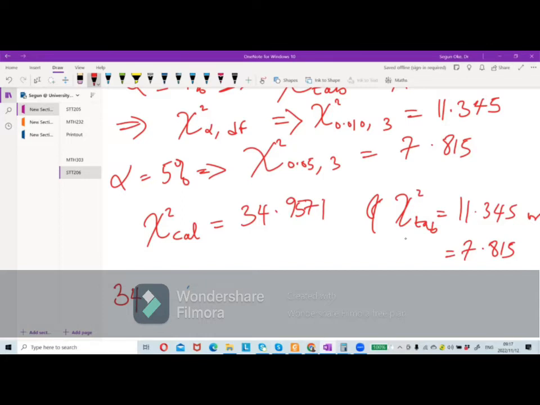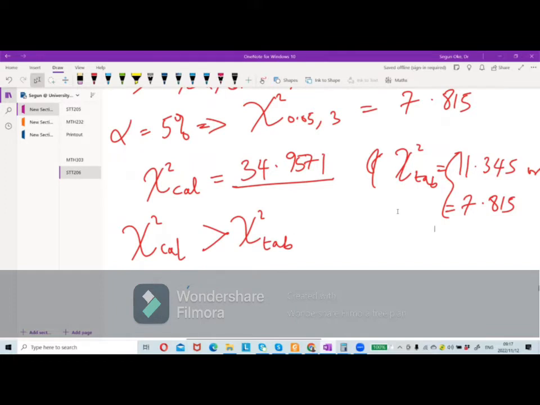You can put it this way: chi-squared calculated is greater than chi-squared tabulated. Do you agree? Yes, sir. Our calculated is this, our tabulated, they are here. So it's greater than them. So at this point, we can reject H0.